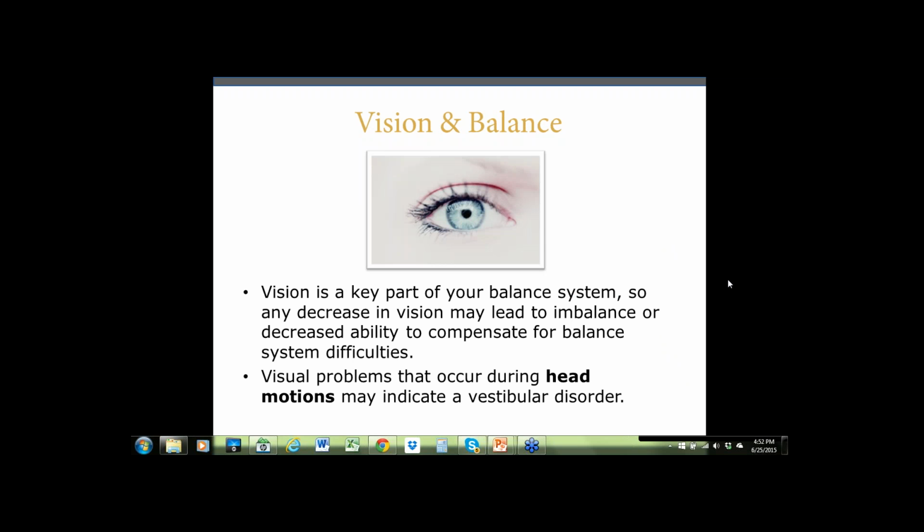The way we can distinguish between visual complaints that are from the vestibular system and visual complaints that are from eye disease, pathology, or the central nervous system is essentially that the visual complaints that are going to occur at rest while the person is stationary are usually going to be related to eye disease, pathology, or central nervous system issues.